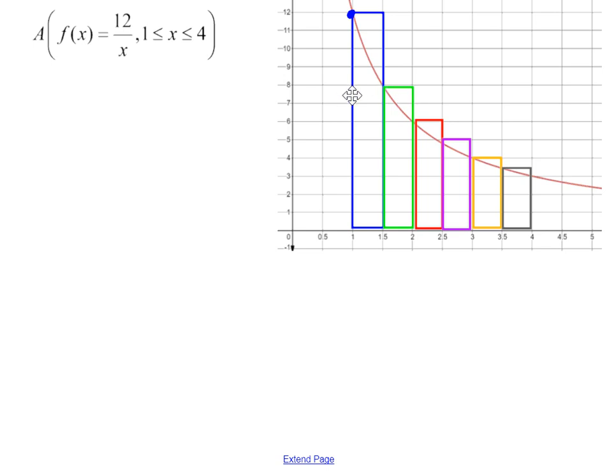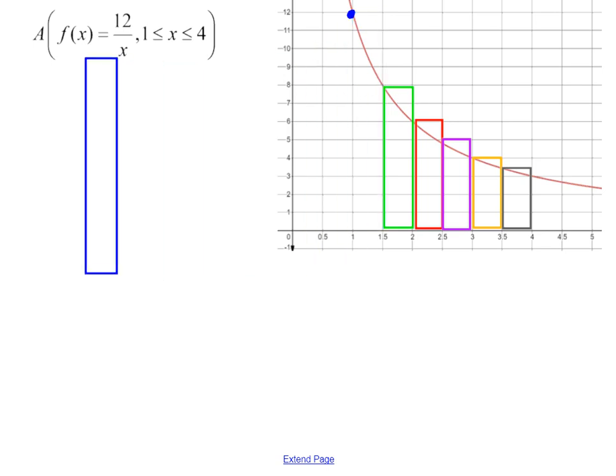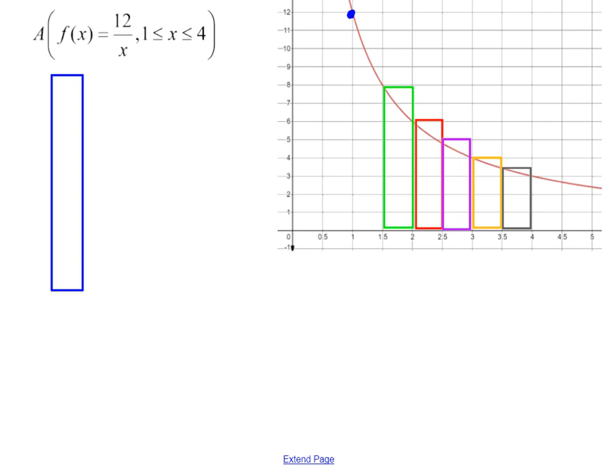To show this, I'm going to move my rectangles from my graph to the side here, knowing that my width is 0.5, but thinking about how I find that height. If I look back at my graph, it's as if I'm plugging 1 into the function. So in this case, this would be 12 over 1, which would be 12, for a total area of 6. I'm going to add the others and move them over.